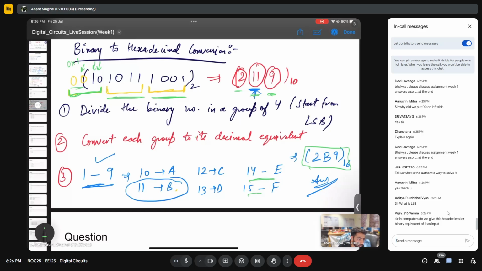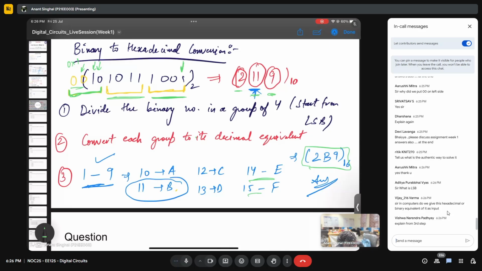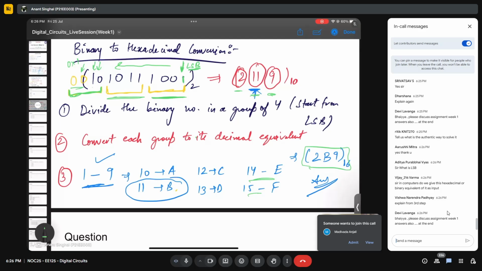And the other question is, what is LSB? LSB is the least significant bit. So we start from the least significant bit, which has the least importance. This is the least significant bit, and if we go from right to left, this is the most significant bit.